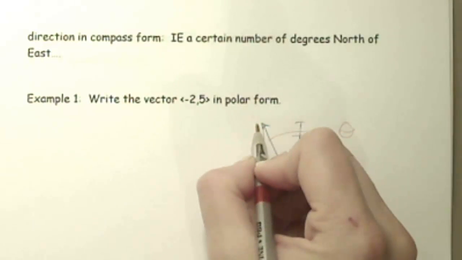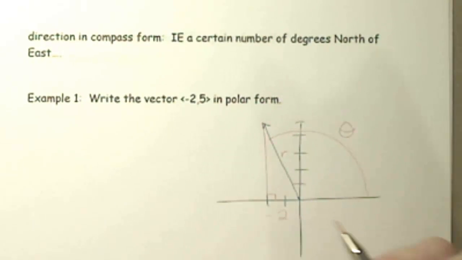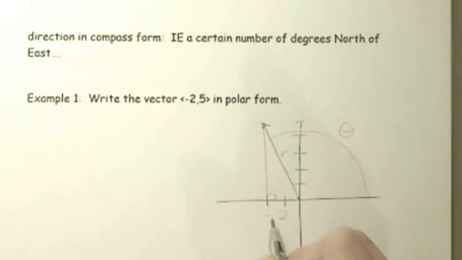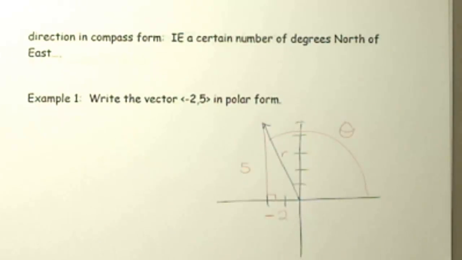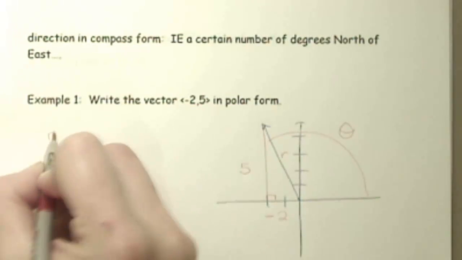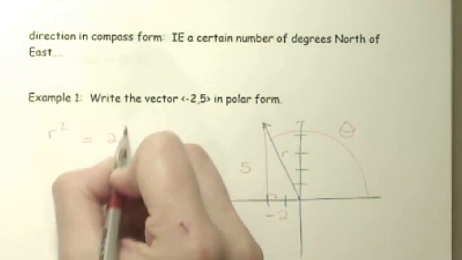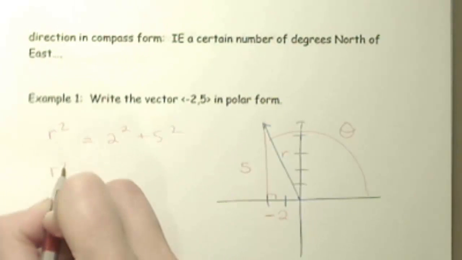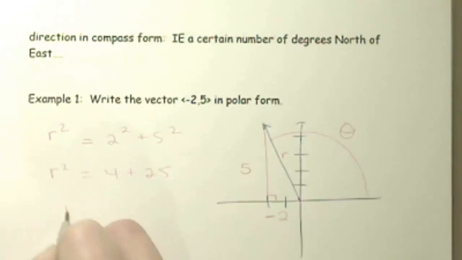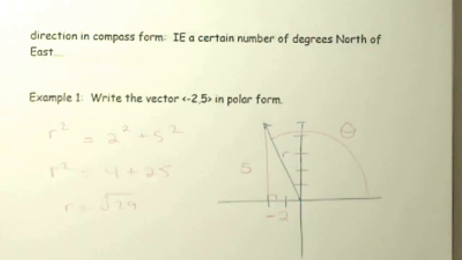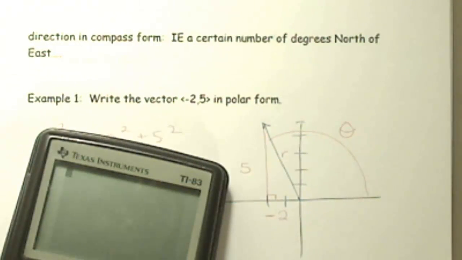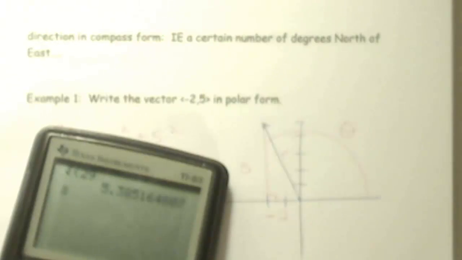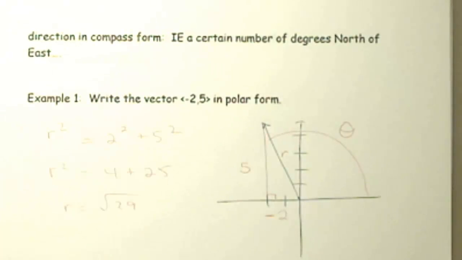Since this point is (-2, 5), that means this distance is 2, for all purposes of length, even though it is negative, indicating direction, and 5. You can see that the radius for polar form is easily found with a little bit of Pythagorean theorem. r² = 2² + 5². r² is 4 + 25, so r is equal to the square root of 29. That is the length of the vector. Now, if we had a situation where a decimal was more appropriate, we can see that's about 5.4 in length.